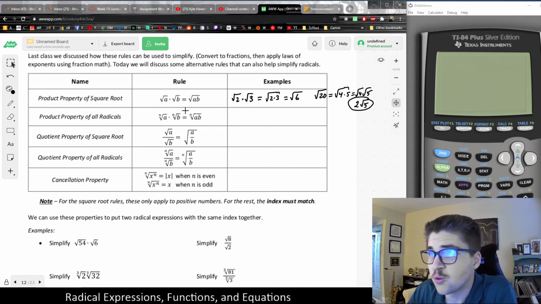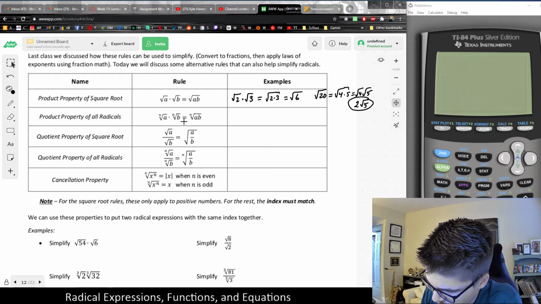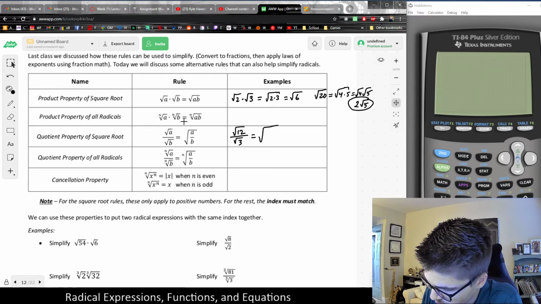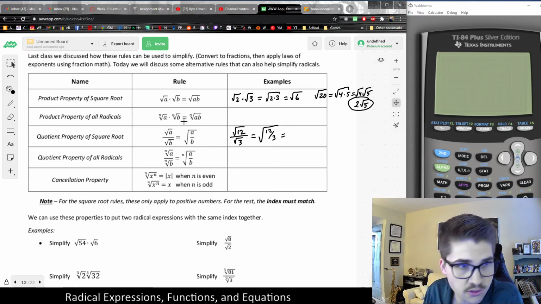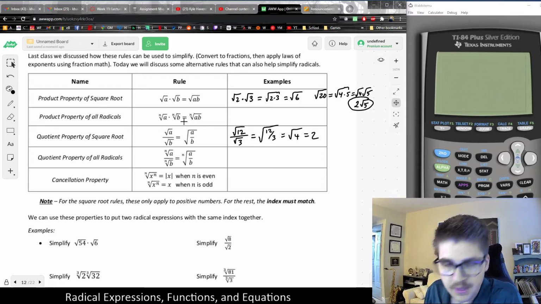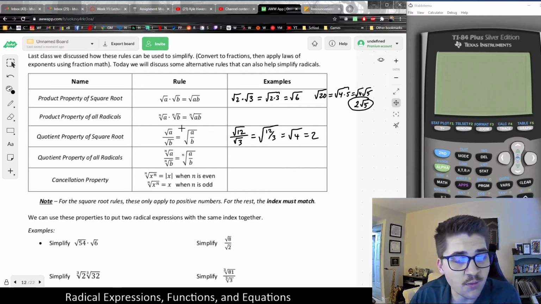The same thing goes for a quotient of some square roots, like say for example I had the square root of 12 divided by the square root of 3. I could simplify that simply by taking the quotient, the square root of 12 over 3, all in a larger square root, which would just be the square root of 4, in that case making 2. And sometimes it can be very easy to simplify roots by using these properties.